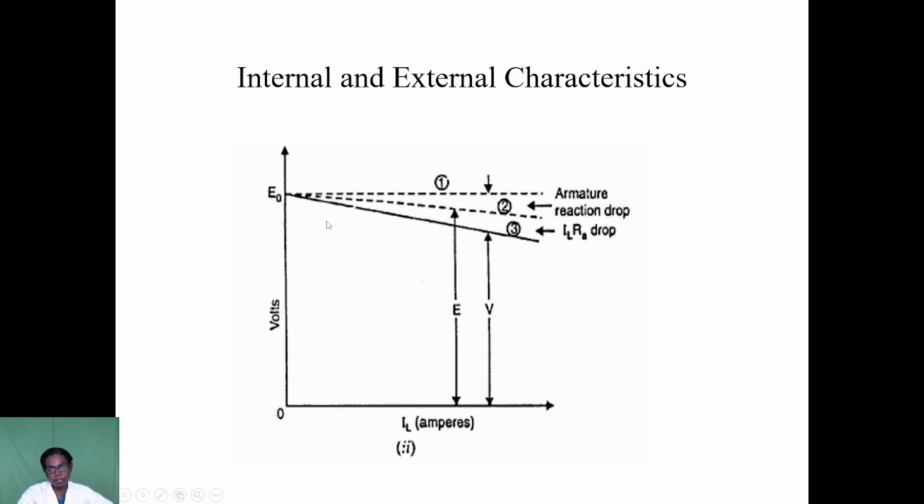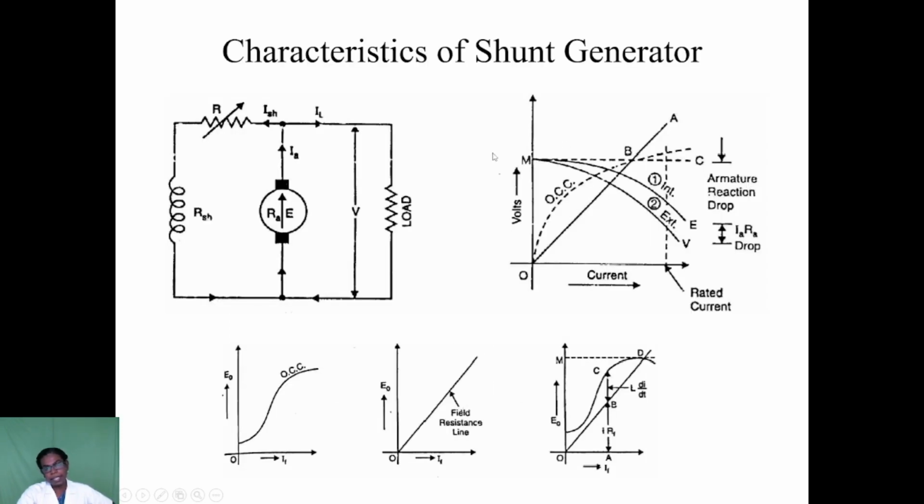The voltage drop across the internal and external characteristics, but there is no load. That means there is a straight path. And the characteristics of the shunt generator. This is a self-excited shunt generator: open characteristics, internal characteristics and external characteristics. In the open characteristics, the voltage and current increase linearly.